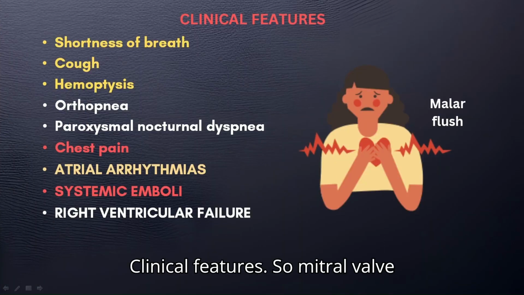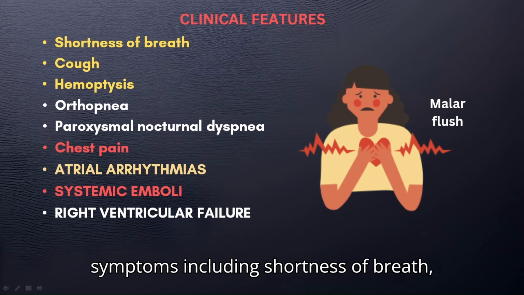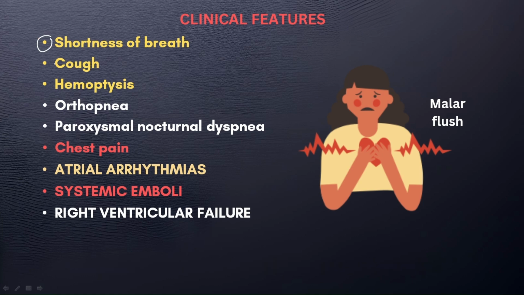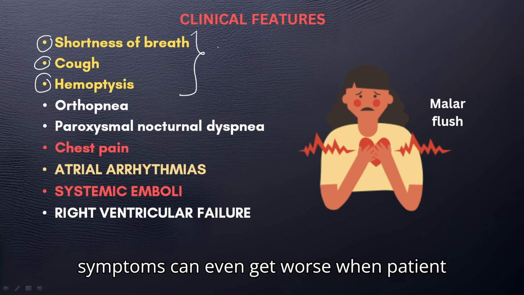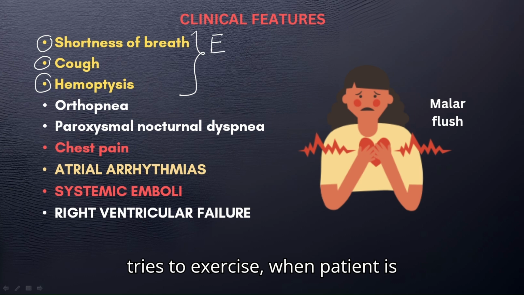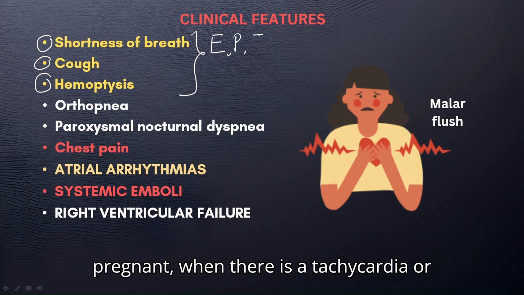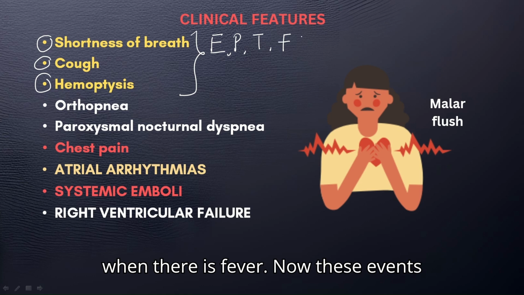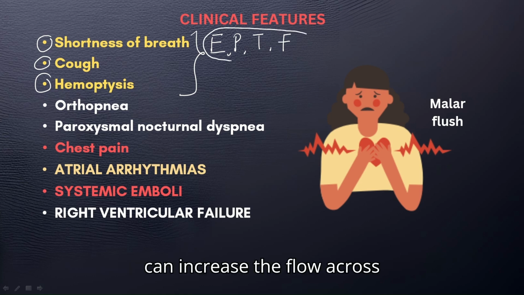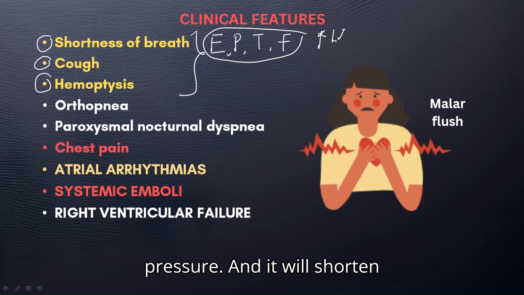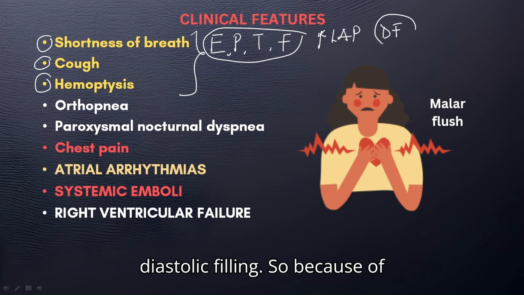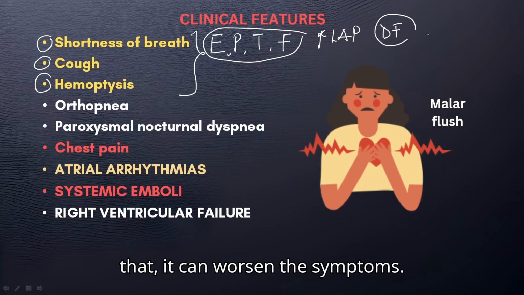Clinical features. Mitral valve stenosis can manifest with a range of symptoms, including shortness of breath, cough, and hemoptysis. In fact, these symptoms can even get worse when the patient tries to exercise, when the patient is pregnant, when there is a tachycardia, or when there is fever. Now, these events can increase the flow across the obstructed mitral valve. It further increases the left atrial pressure, and it will shorten diastolic filling. So because of that, it can worsen the symptoms.